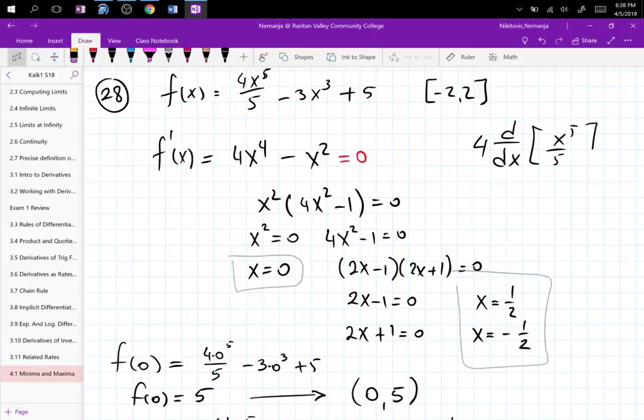Over 5, yeah. So then you have 4x, 4 times, and now you copy 1/5 because that's a constant, and the derivative of x to the 5 is 5x to the 4th. These guys cancel, and here's your 4x to the 4th, which is this. Right? So you copy the 4, and you take the derivative of the inside, the derivative of, right?